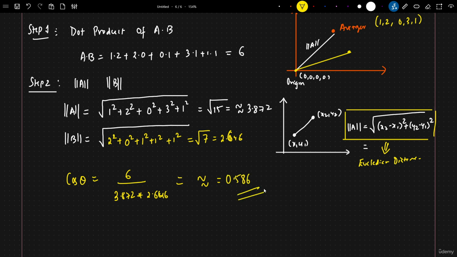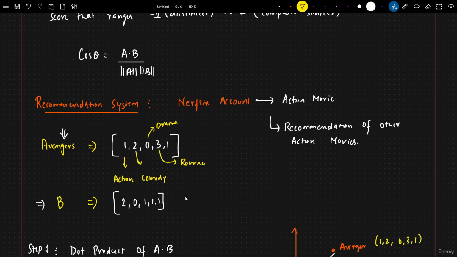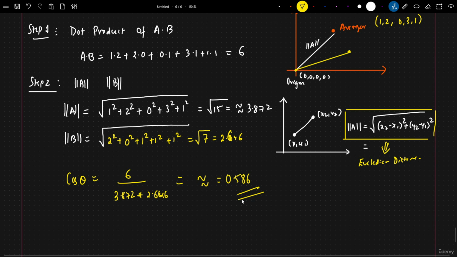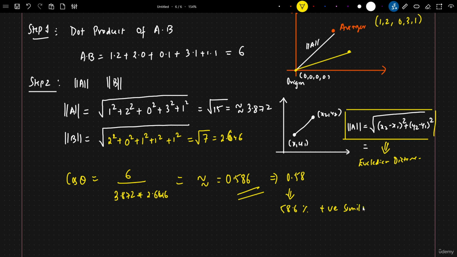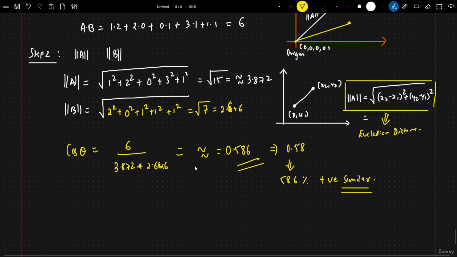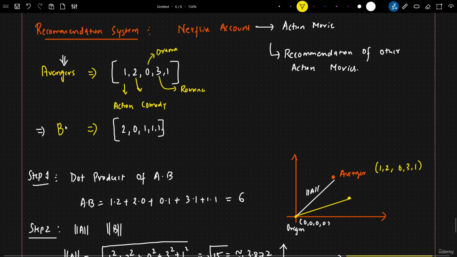Now the cosine distance, which means the similarity score between the Avengers movie and the B movie, is 0.586, which you can say is 58.6% positively similar. So if a person is watching the movie Avengers, there is a 58.6% chance that this B movie will also get recommended.